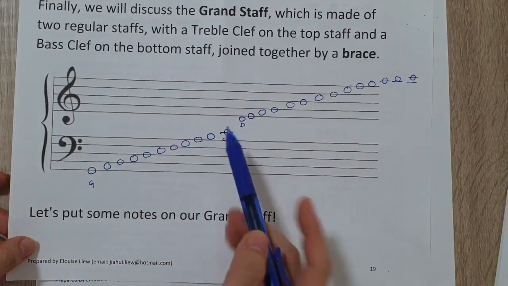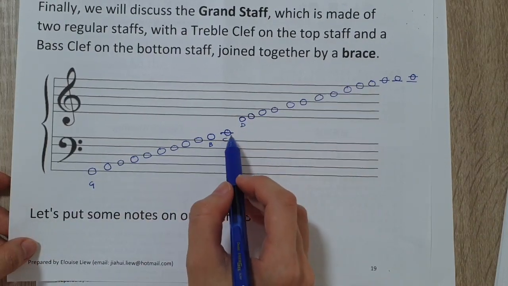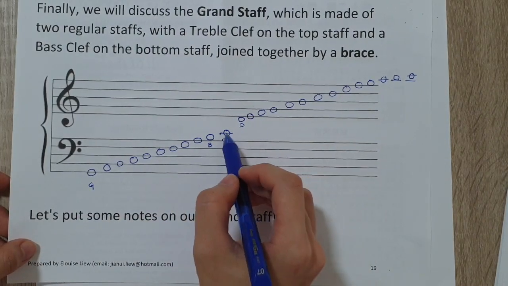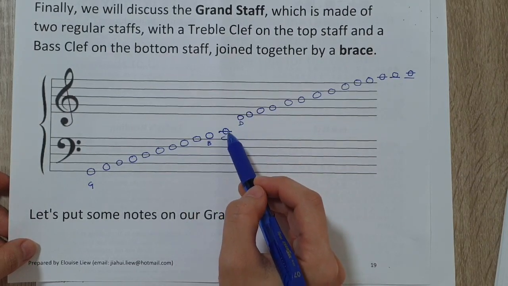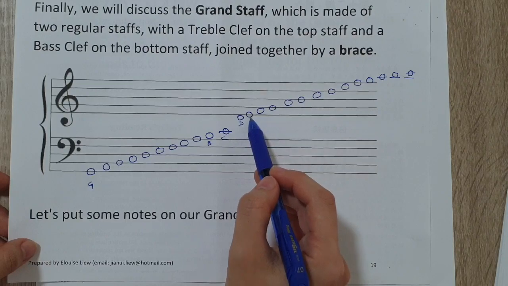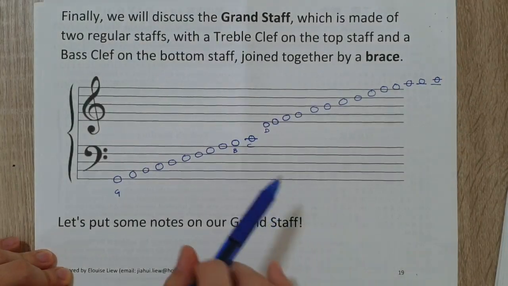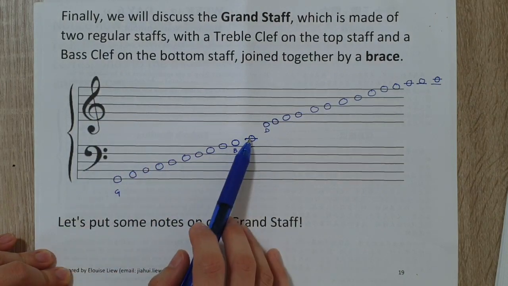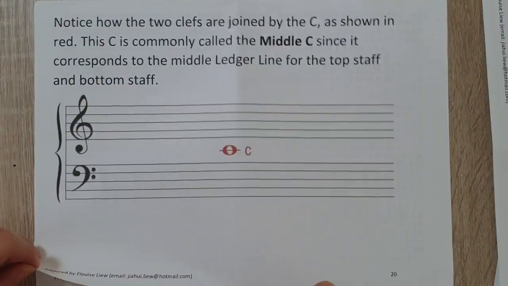So let's look at our previous slide. You realize that after the B for bass clef, we move on to C. And then from the same C, we can actually start counting on again. C and D, E, F, G, and so on and so forth. So you notice that the two clefs are joined by the middle C. Okay?